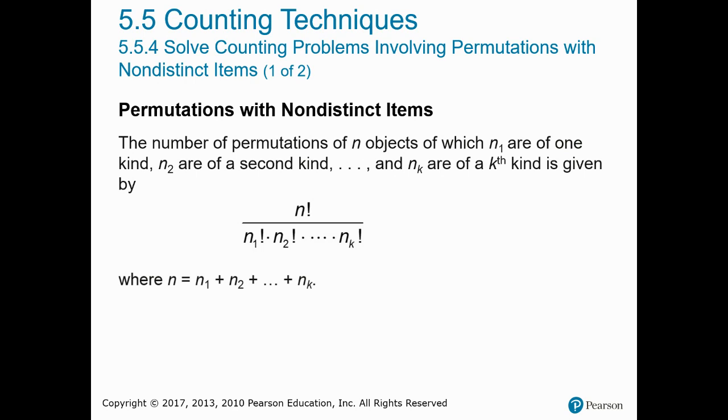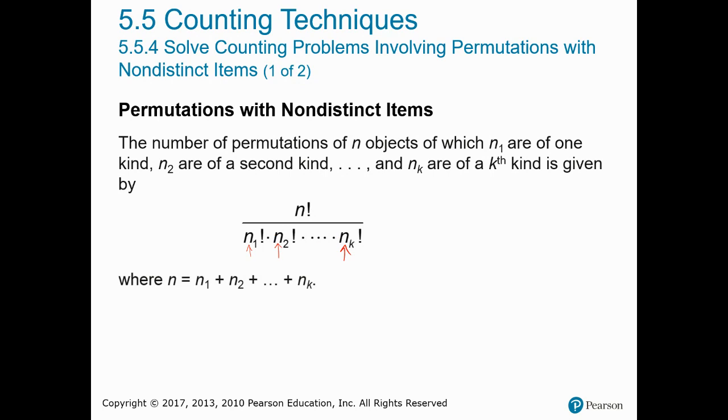The number of permutations of n objects, where n1 are of one kind and n2 are a second kind and nk are of a kth kind, is n factorial over the product of each of the smaller factorials. So all of these have to add up to n, and what this allows for is repeating. So let's say that you were doing some bouquets, and you had some number of flowers, but some of them were going to be roses. So however many roses you're going to have, and then however many daisies you're going to have, however many tulips you're going to have, this is the way that you can place them all.